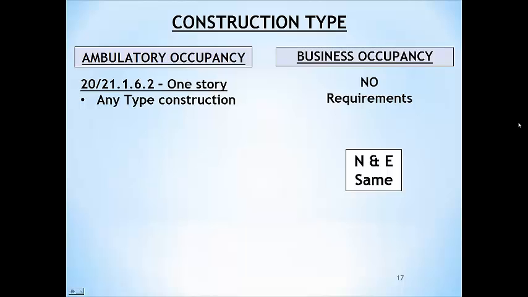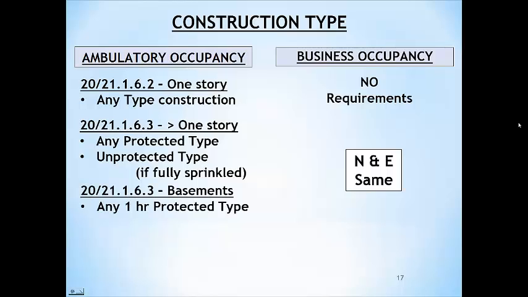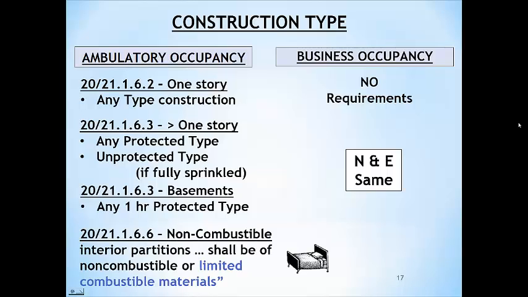Now, when you get to ambulatory, a little bit different thing, because if it's more than one story, now you have to have a protected type. In other words, whatever is holding it up structurally has to be protected from the effects of fire. And you can have an unprotected type, but it has to be fully sprinkled on that area. And if you have a basement, then you have to have at least 1 hour of a protection type for it. And they have that statement in ambulatory that if you have a non-combustible building, that is a type 1 or a type 2, that your interior partitions, your walls, have to be made out of non-combustible material.